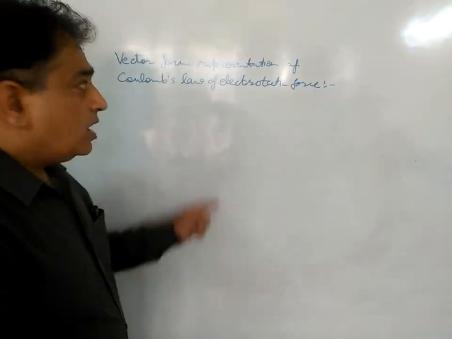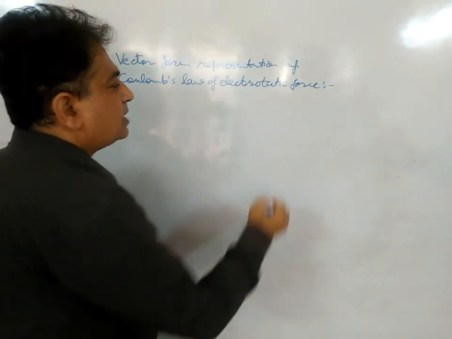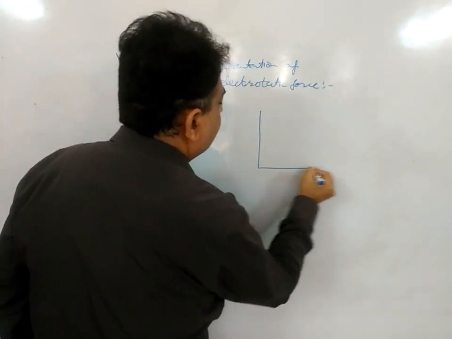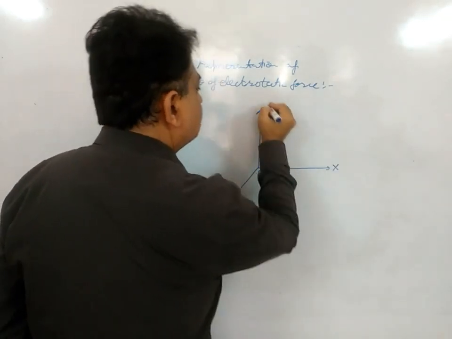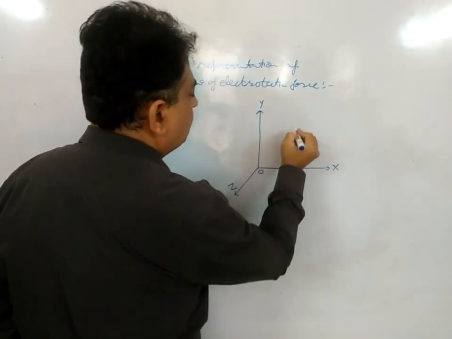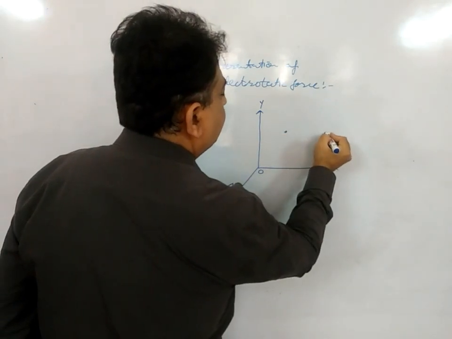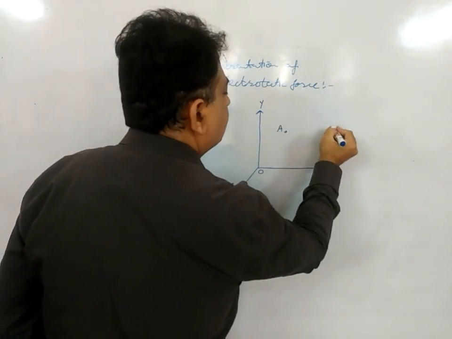Now to understand this concept, we consider here, this is the coordinate system, x-axis, y-axis and z-axis, and suppose these are the 2 points A and B.